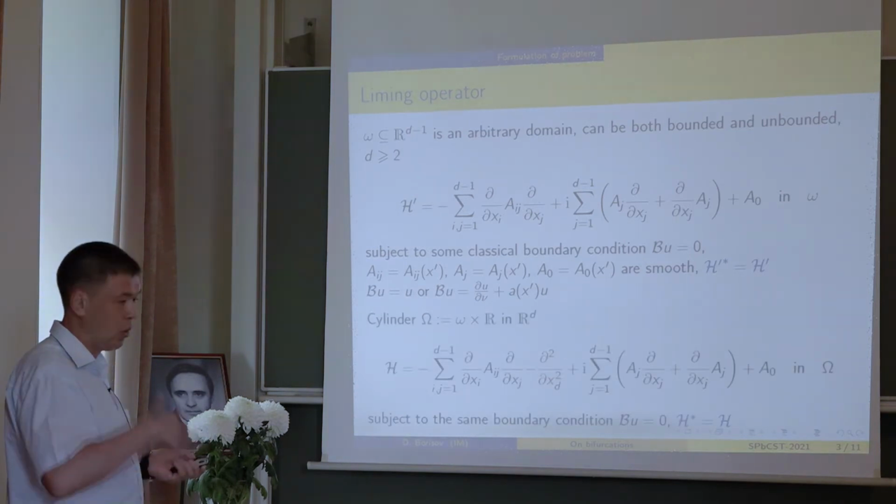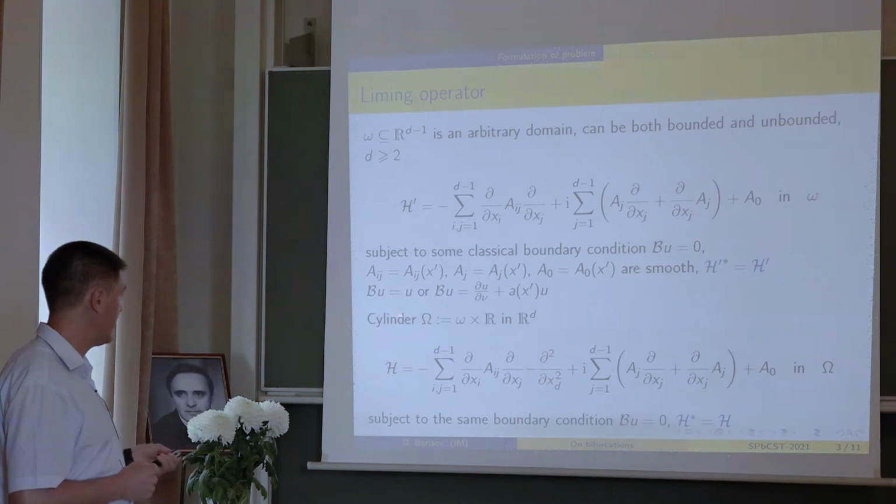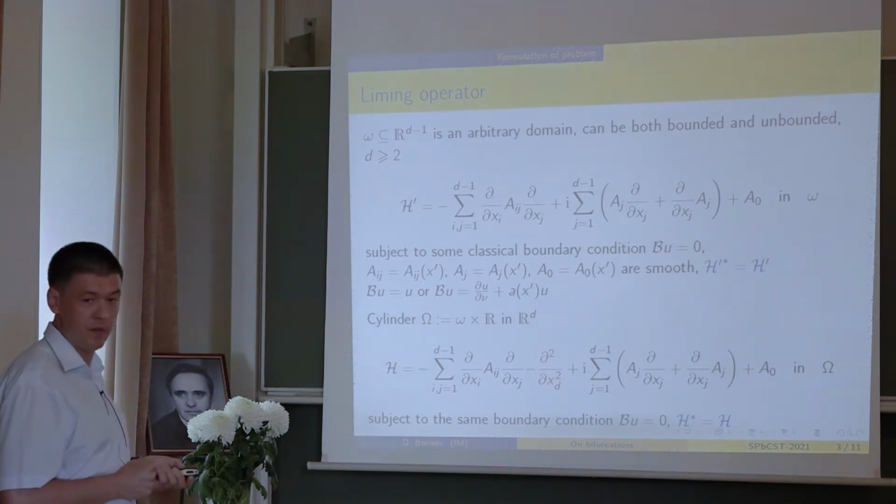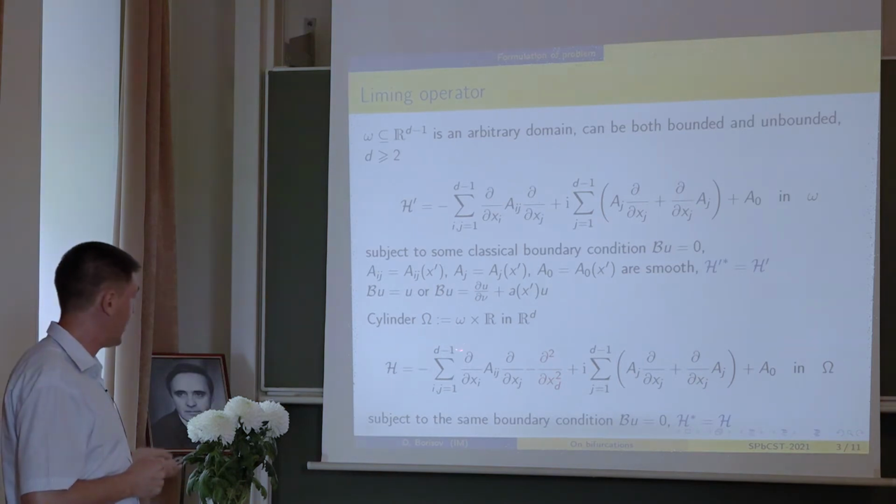And then I go to a higher dimension, namely I introduce a cylinder, for which this omega is a cross section. And in this big omega, I introduce the operator, which is actually the same H prime plus the second derivative. This is exactly what I said. So as H prime, I can choose an arbitrary operator, but for the H, I just add one more second derivative. And I keep the same boundary condition. Then I know that this operator is self-adjoint.